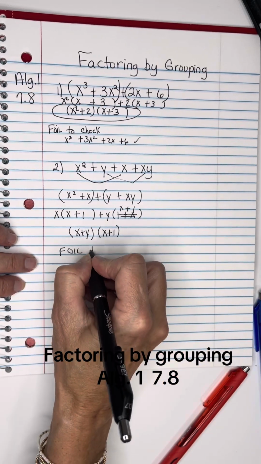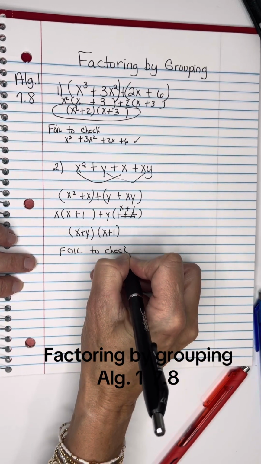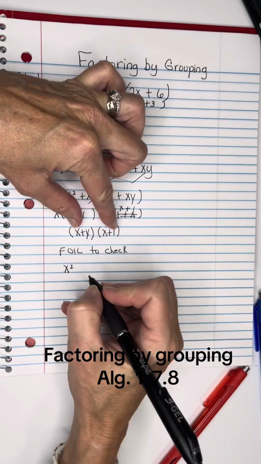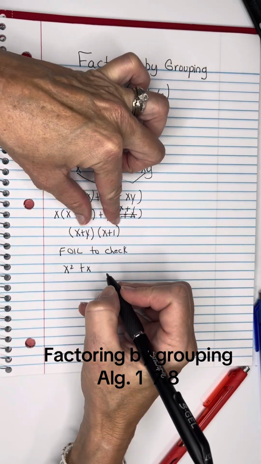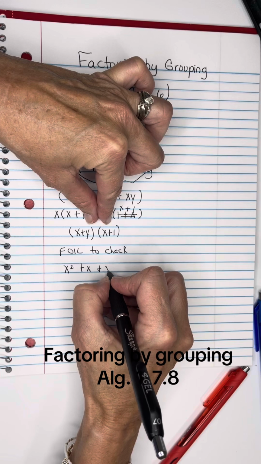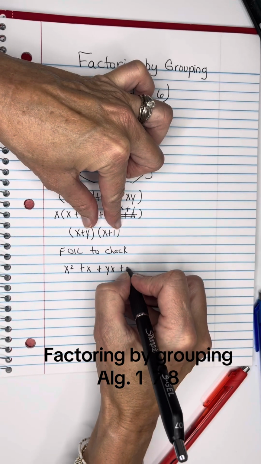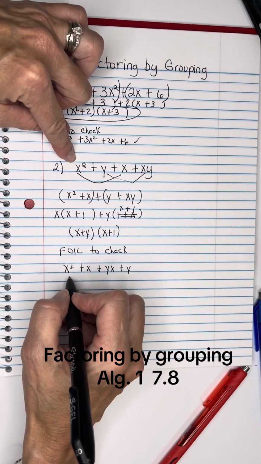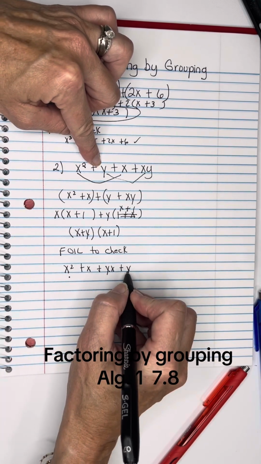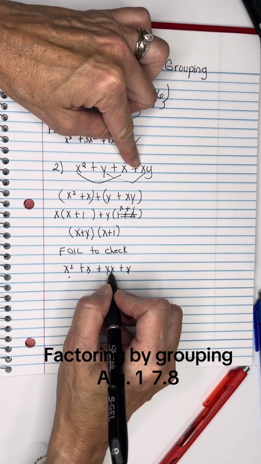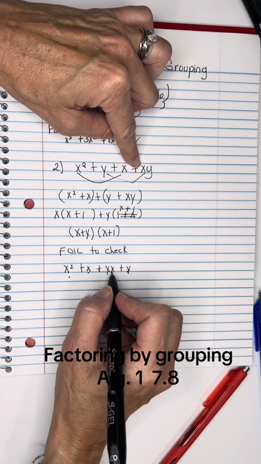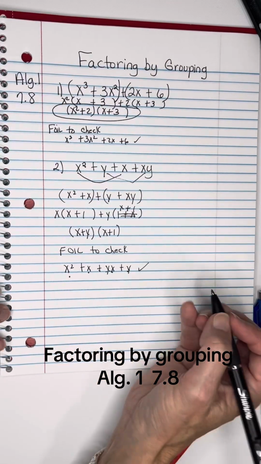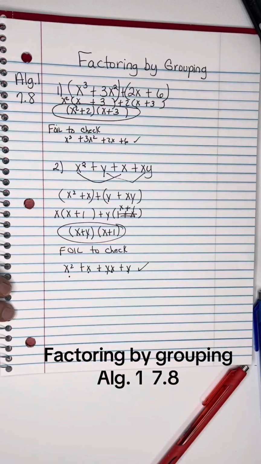FOIL to check it. The first terms are x squared. The outside terms are 1x. The inside terms are yx. And the last terms are y. Now, I think it's in a different order, but there's the x squared, there's the y, there's the x, and there's the yx, which is the same thing as xy. So it does check, and that would be your answer.